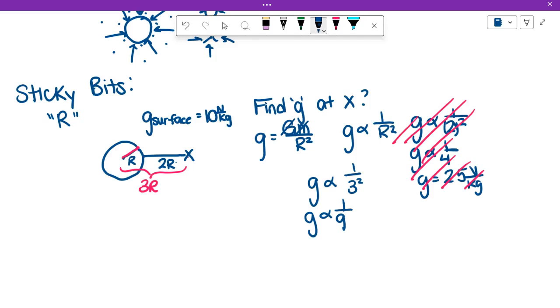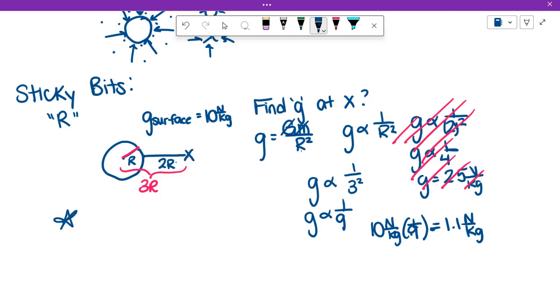Which means if I want to find my new g, I should be doing the original g of 10 newtons per kilogram times the factor change, which is 1/9. And that'll give me my new value for g, which is going to be 1.1 newtons per kilogram, not 2.5. So that's something to pay attention to, right? When you have your 2r from the surface, but remember, r is a distance from the center, right? This is from the center, so we're actually 3r from the center, okay?